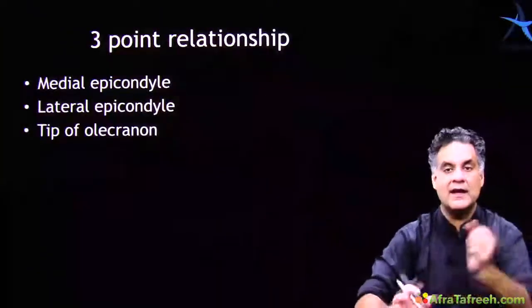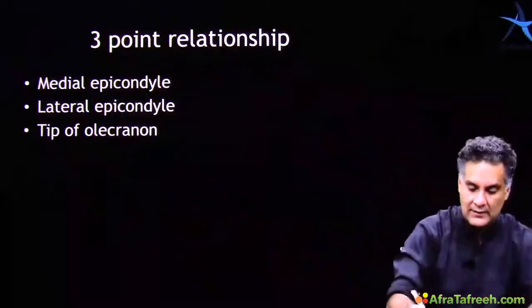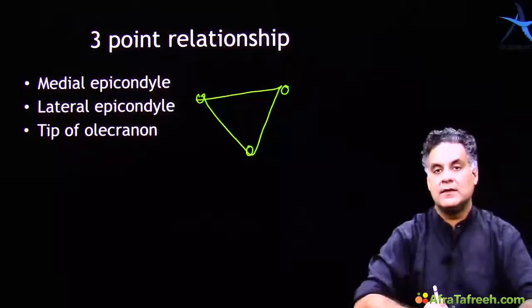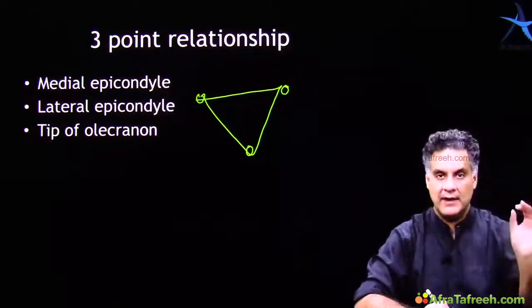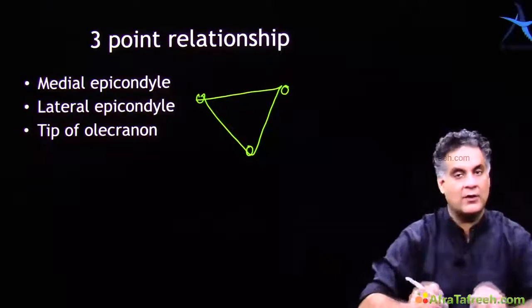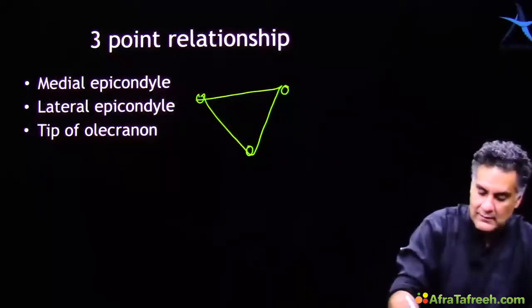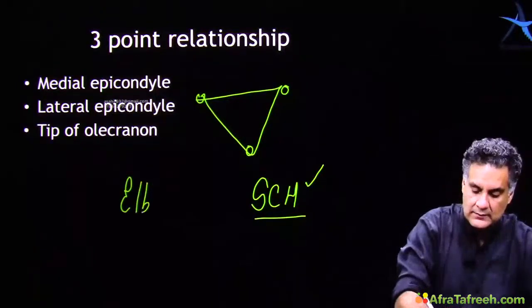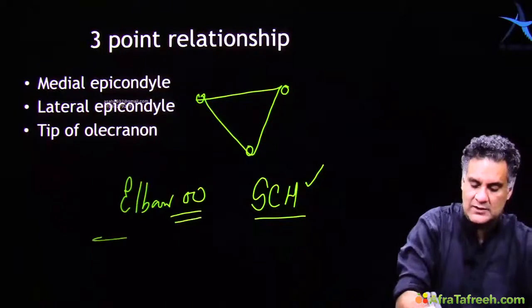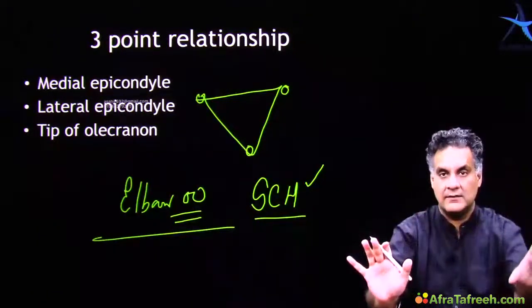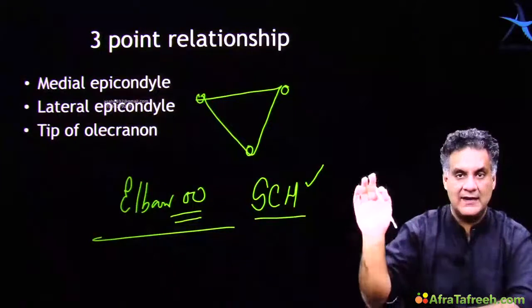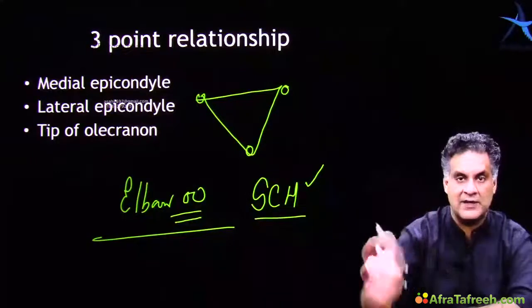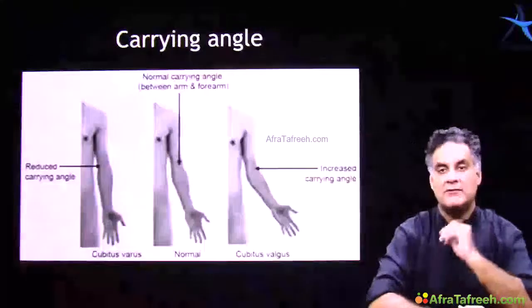And when I look at the elbow, the 3-point relationship, the 3 points are the medial epicondyle, the lateral epicondyle, and tip of olecranon, and they form a triangle in 90-degree flexion of elbow. Mind you, any injury above the level of elbow will not affect the points, like supracondylar fracture humerus, maintained. Whereas in elbow dislocation, this is a sign for dislocation, the 3-point relationship is disrupted. So 3-point relationship is maintained in supracondylar humerus and disrupted in elbow dislocation. You measure it in 90-degree flexion. In extension, all the 3 points are in one line.